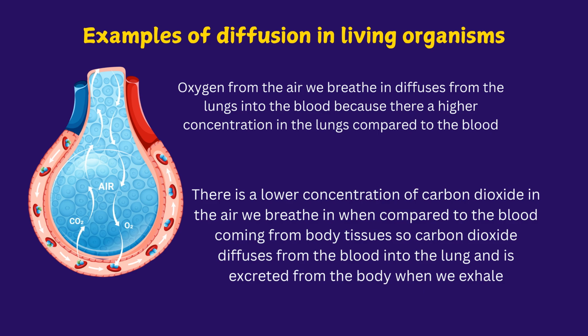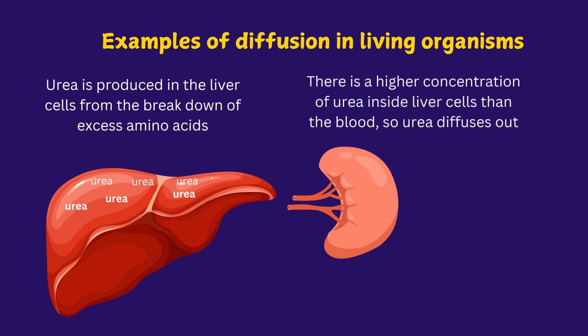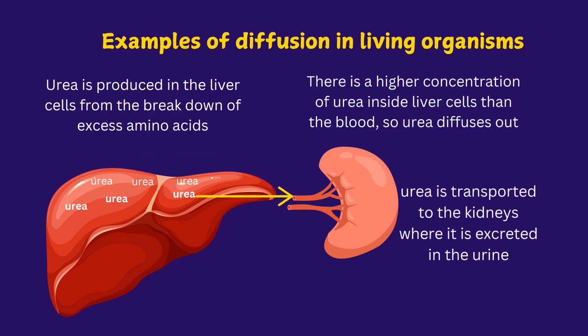and is excreted from the body when we exhale. Another example of diffusion in living organisms is when urea diffuses from your liver into the blood. So urea is produced in the liver cells from the breakdown of excess amino acids. There is a higher concentration of urea inside the liver cells than the blood, so urea diffuses out. The urea is transported to the kidneys where it is excreted in the urine.